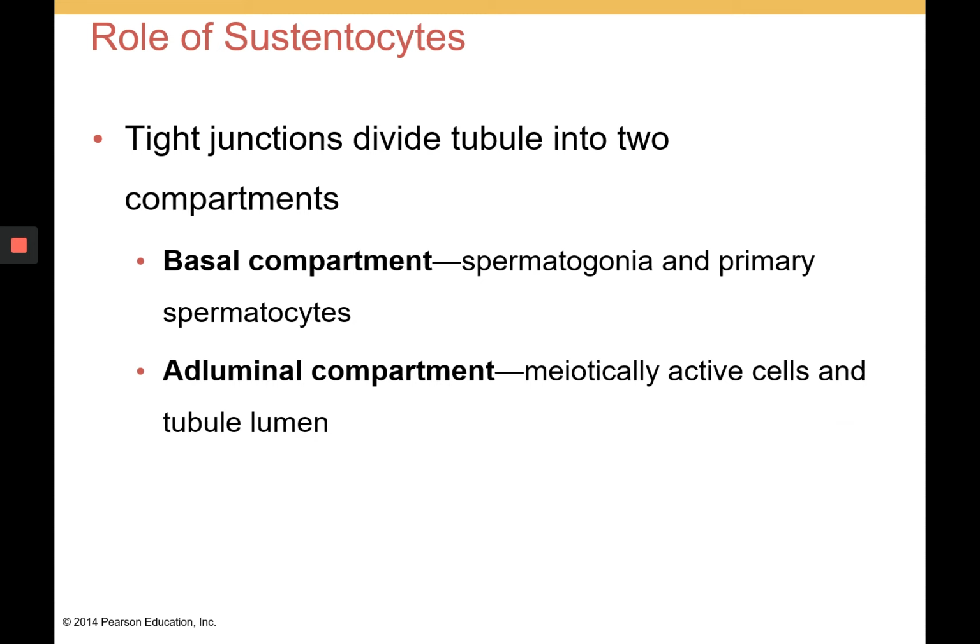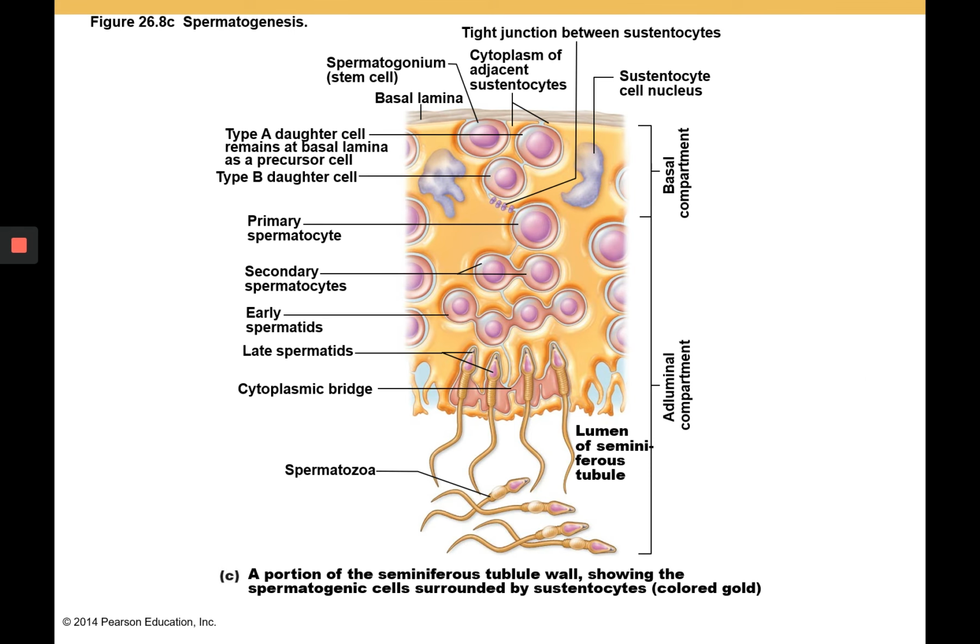The role of sustenocytes is highlighted by the fact that it divides the tubule into two compartments, the basal and adluminal compartment. The basal compartment contains stem cells, spermatogonia, and primary spermatocytes that are diploid. The adluminal compartment contains all meiotically active cells that are haploid, and they're going to be closest to the tubule lumen. So here we can see the basal compartment.